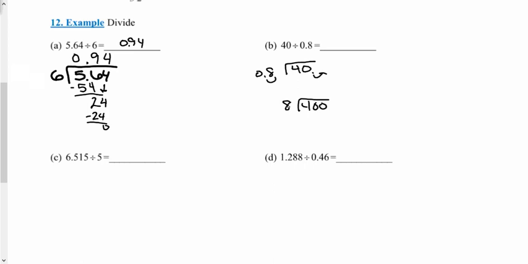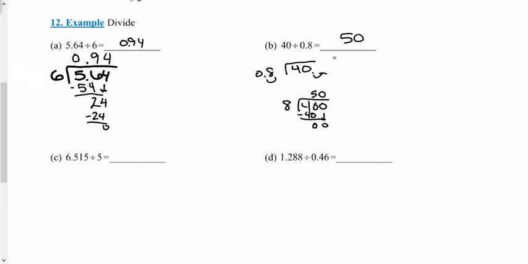Now, 8 doesn't go into 4, it does go into 40, 5 times. And then we bring the next one down. And now that's just 8 goes into 0, 0 times. So 8 goes into 400 50 times.